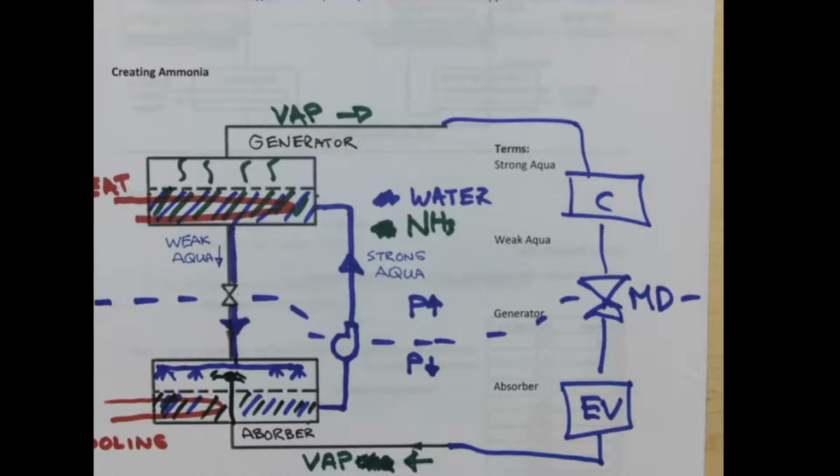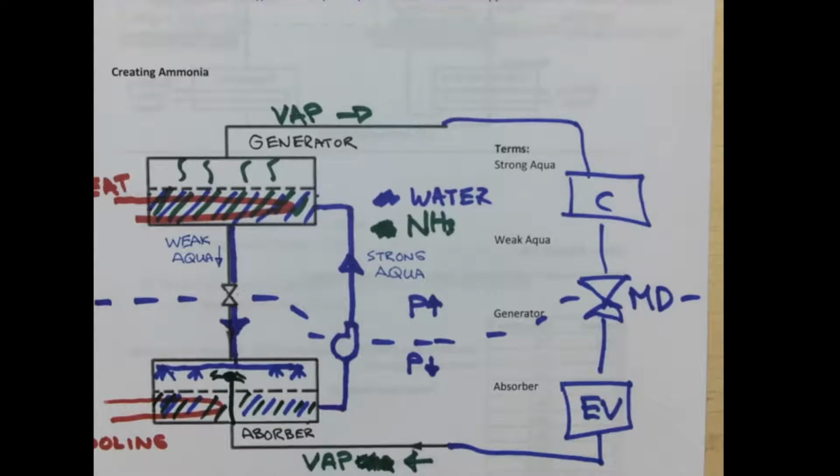When we talk about the concentration of ammonia, the difference between the strong aqua and the weak aqua is how much ammonia we have inside of that water solution. A strong solution would have a lot of ammonia, and a weak solution would not have very much ammonia. We can think of it as being concentrated or dilute. So strong aqua has lots of ammonia inside of it, and I don't think we have a very huge difference in the concentrations.